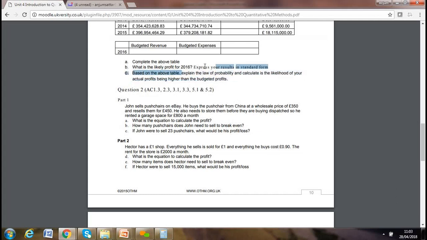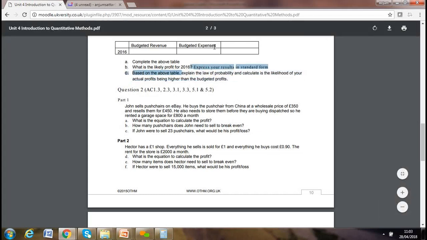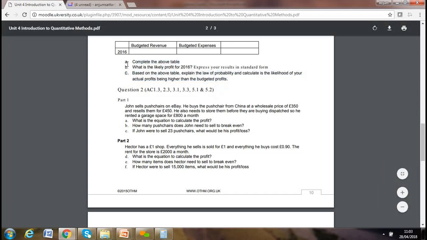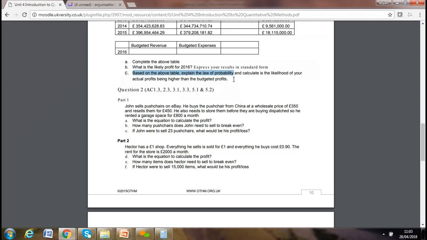What will be the likelihood profit? When you take the difference, this will be the likely profit. Then the third one: A, you complete this table. B, see the difference between budgeted revenue and expenses. And C, the B part requires our answers in standard form. Standard form is revenue minus budgeted expenses. It's like a statement, which is fine even if you do it in this format.